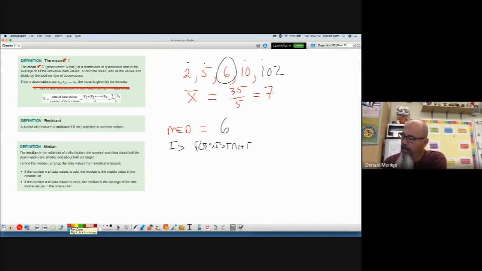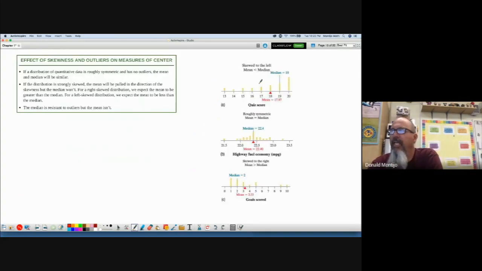Do you think the mean is still 7? I doubt it. We add these up: 13, 23, 125 divided by 5. Uh-oh. 25 is not the same as 7. So the mean is not resistant to extreme observations. It is sensitive.